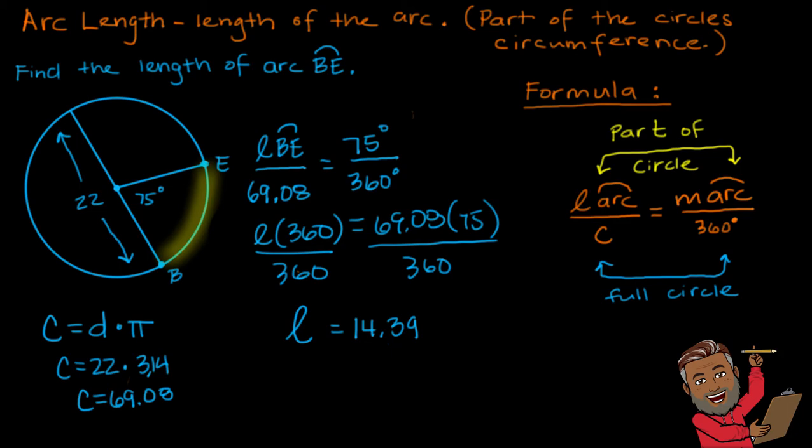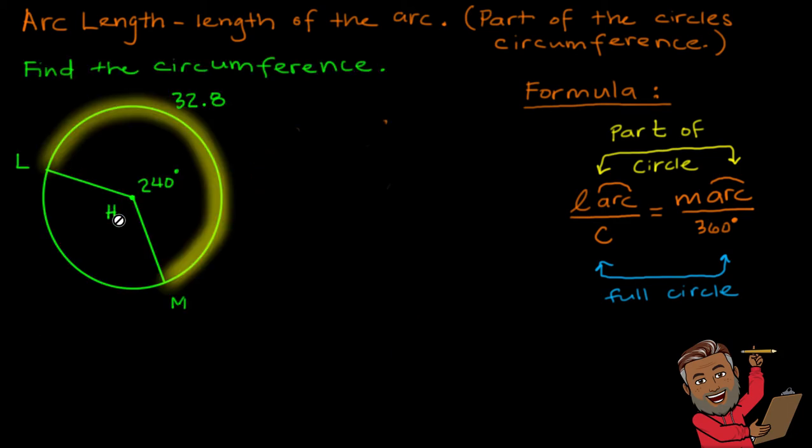All right, let's try a second example. Our second example, find the entire circumference of this circle, circle H, given the information that is there. Now you'll notice the information we have here is a little bit different. We actually know what the length of this arc is right here. The length of this arc is 32.8, and the measurement of the angle, oh, this is a big one. The measurement of this angle associated with this arc is 240 degrees.